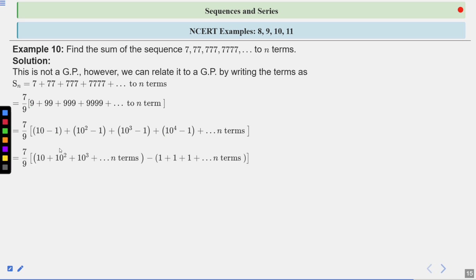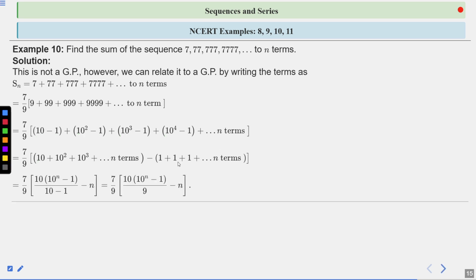Now what you are observing is simply just group all the 10 exponents together. So we are grouping 10 exponents together. We are getting one group as 10 plus 10 square plus 10 cube till n terms. Now group all minus ones together. So we have another group: minus of 1 plus 1 plus, how many times? N times. Now this sum you know. This is simply your n. Yes, so you will get minus n.